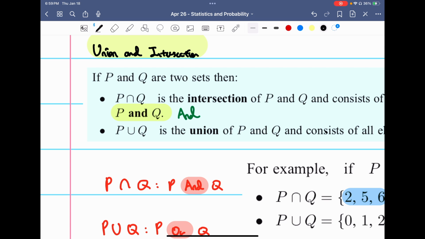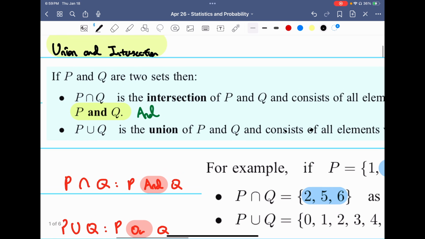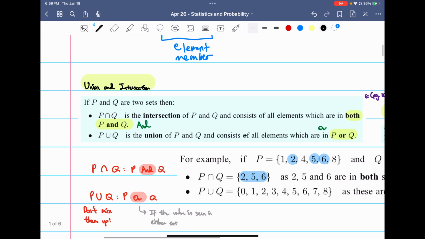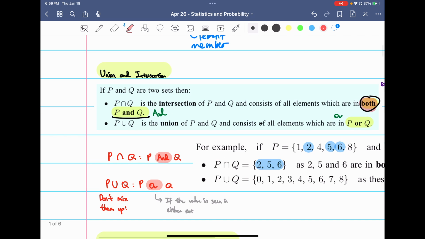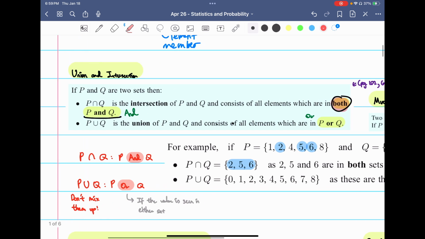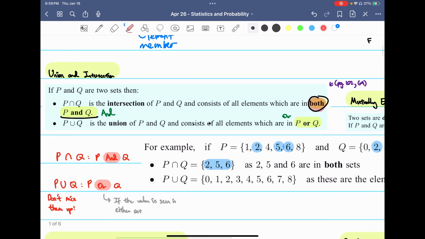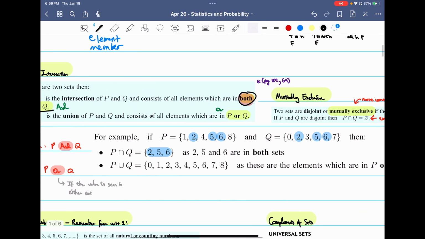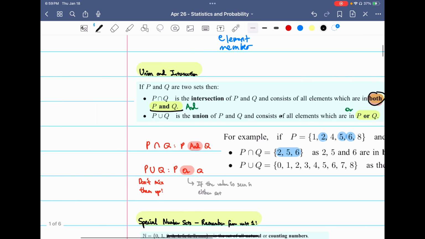So P intersection Q is literally the intersection of P and Q and consists of all elements which are in both P and Q. So the key word here is both. Let's give it another highlight because it's important. And then P union Q is the union of P and Q, consisting of all elements which are in P or Q. This is very confusing if you put it into words, but it's very easy when you look at the example.